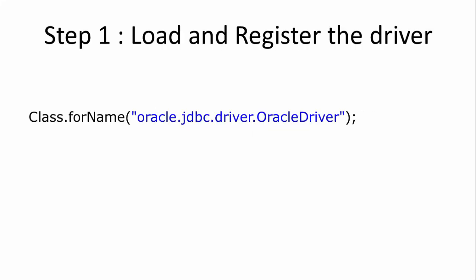Step 1 is load and register the driver. So here we have this statement Class.forName. Now forName is a method which takes one parameter, which is the class name of the database driver. Now since in this course we'll be using the Oracle database, I've passed the full class name of the Oracle database driver. Okay, so I'll just explain this one more time.